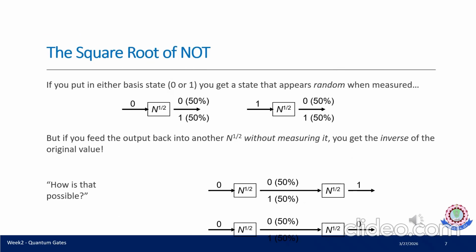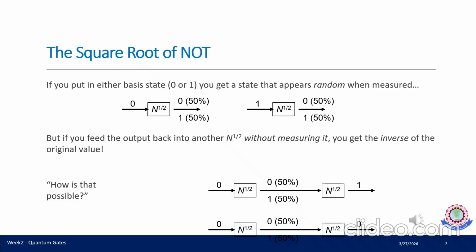Next, this slide describes the square root of NOT gate in quantum computing, a single-qubit operation that behaves like half of a NOT operation. Action on basis states: when a qubit in state |0> or |1> passes through the square root of NOT gate, the outcome becomes an equal superposition of |0> and |1>, each with a probability of 50% upon measurement. Applying two consecutive gates, feeding the output of one square root of NOT gate into another without measuring, returns the qubit to its original state.